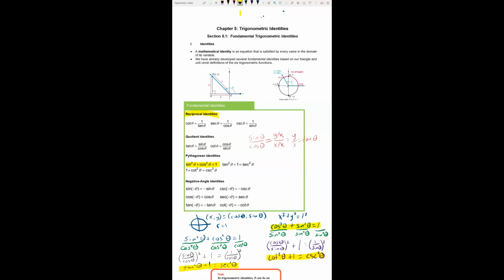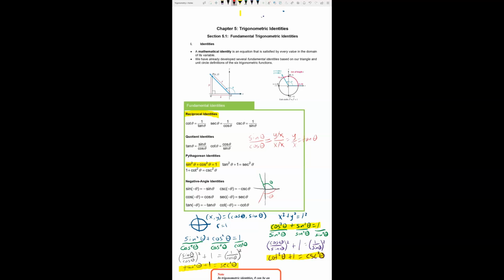Now let's take a look at our negative angle identities. Let's choose an angle, let's say in quadrant 2, not a special angle, just any angle of positive measure, and let's call that theta. So now I want you all to try and draw negative theta. Negative theta will go in the other direction, but with the same reference angle. So if theta is in quadrant 2, then negative theta will end up being in quadrant 3.